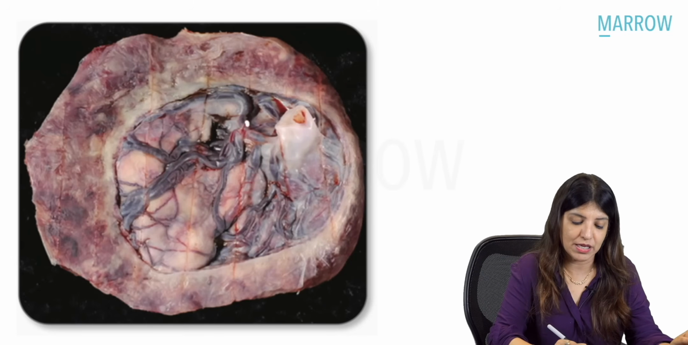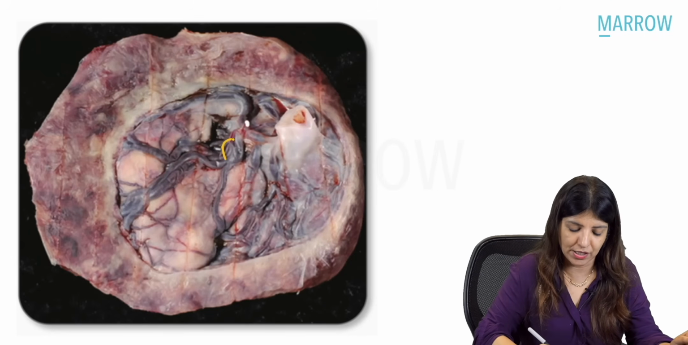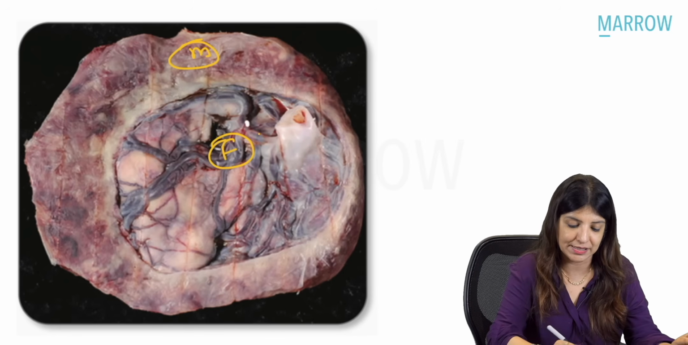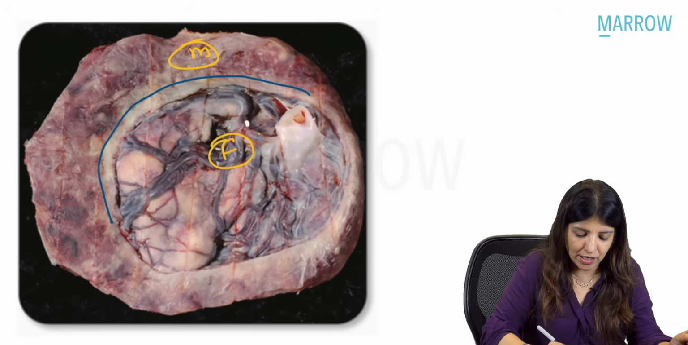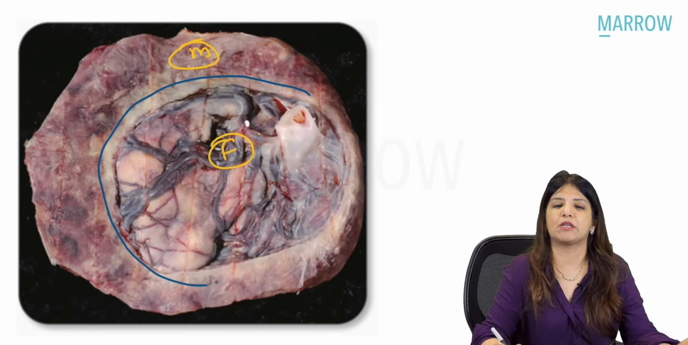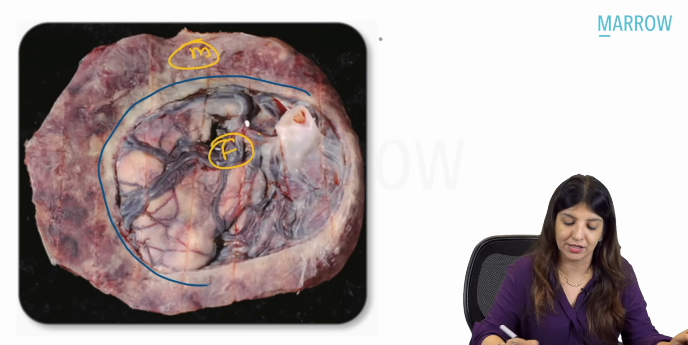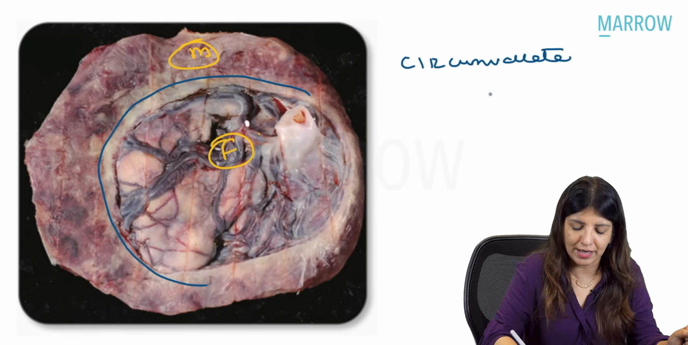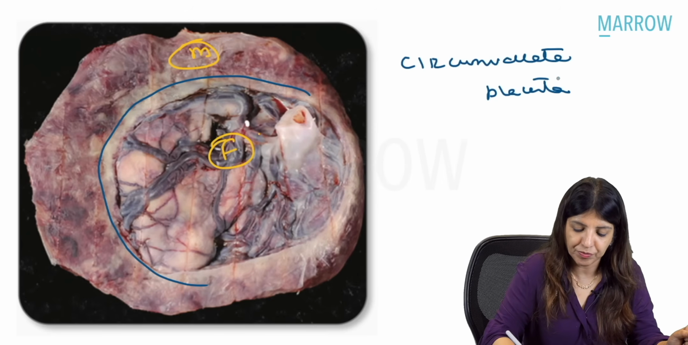Over here, I am seeing that this is the fetal side of the placenta, this is the maternal side of the placenta, and I am seeing a valve-like thickening which is separating the fetal side and the maternal side. This over here is circumvallate placenta.